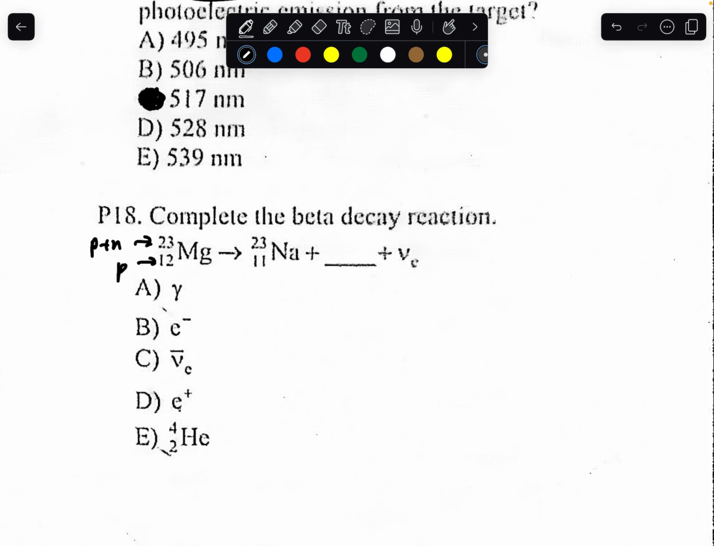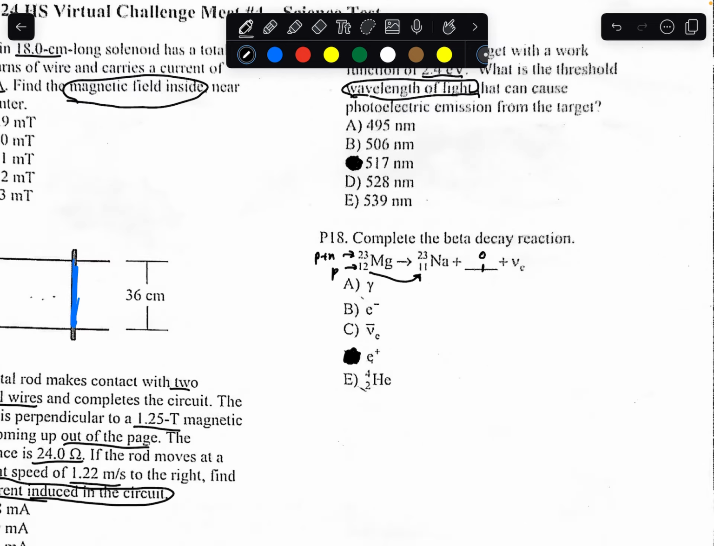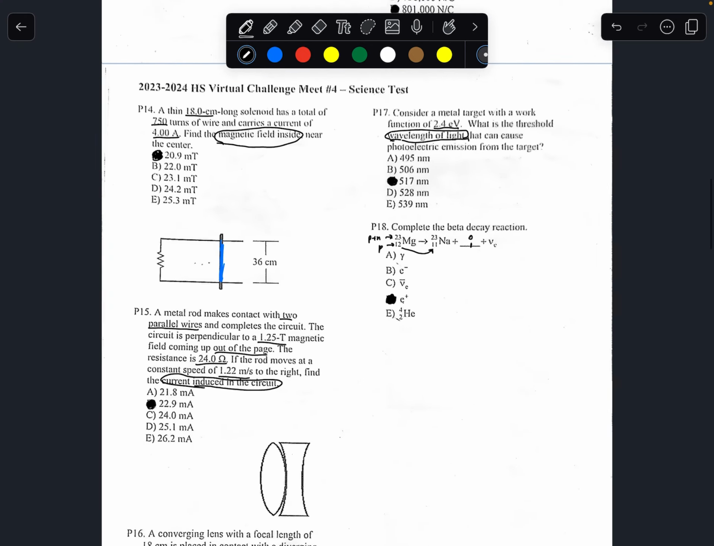As you can see, the magnesium lost one proton and went to sodium. It lost a proton, meaning it had to have released something. It may not release a proton because the mass does not change. So the mass stays the same, but it releases a positive charge. It essentially releases a positively charged object, which in this case would be e+, because e+ is the only positive charge in this entire equation. So the answer to number 18 is going to be D.